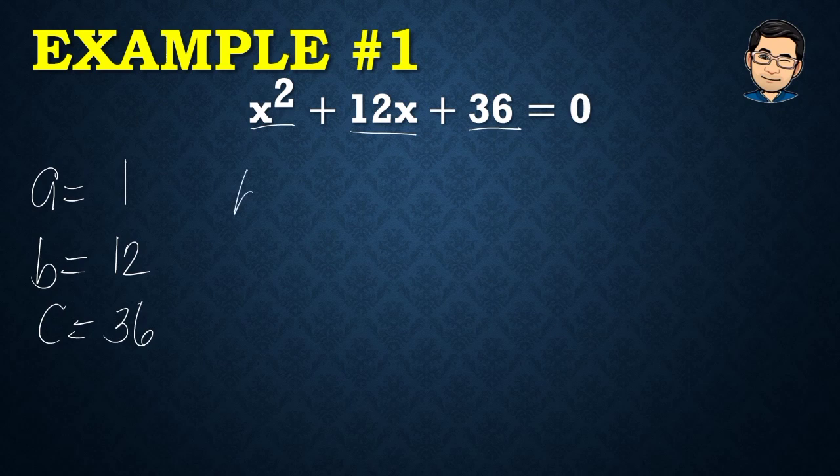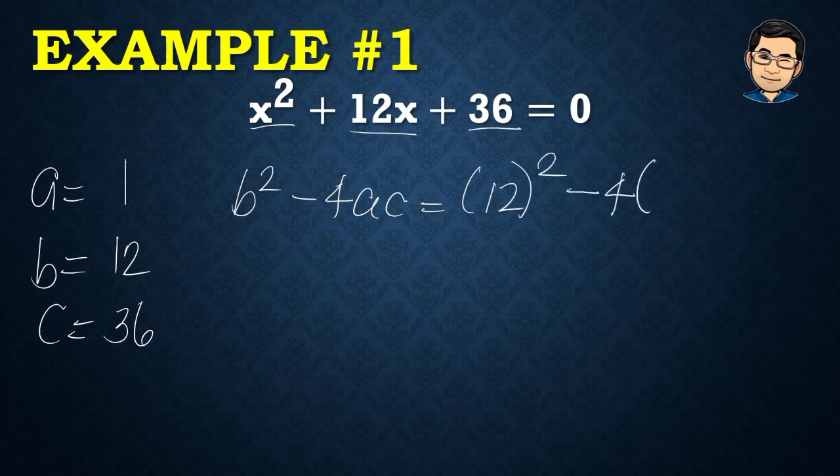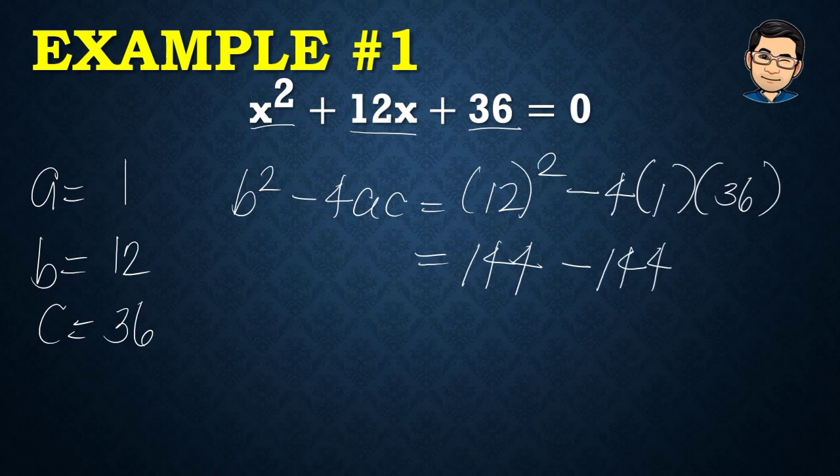Now, we apply B squared minus 4AC. So, B, that is 12, squared, minus 4, times the value of A, 1, and then C, 36. Next, 12 squared, that is 12 times 12, 144, minus 4 times 1 times 36, that is 144. So, 144 minus 144, that is 0. As you can see, nakakuha tayo ng sagot na 0. So, isa lang ibig sabihin yan. Kapag kinuha nating roots ng given equation, real and equal.